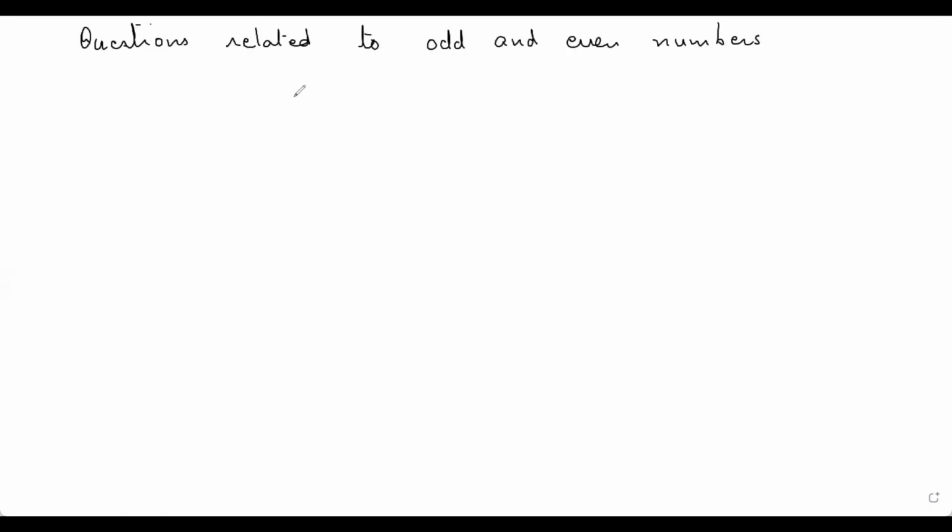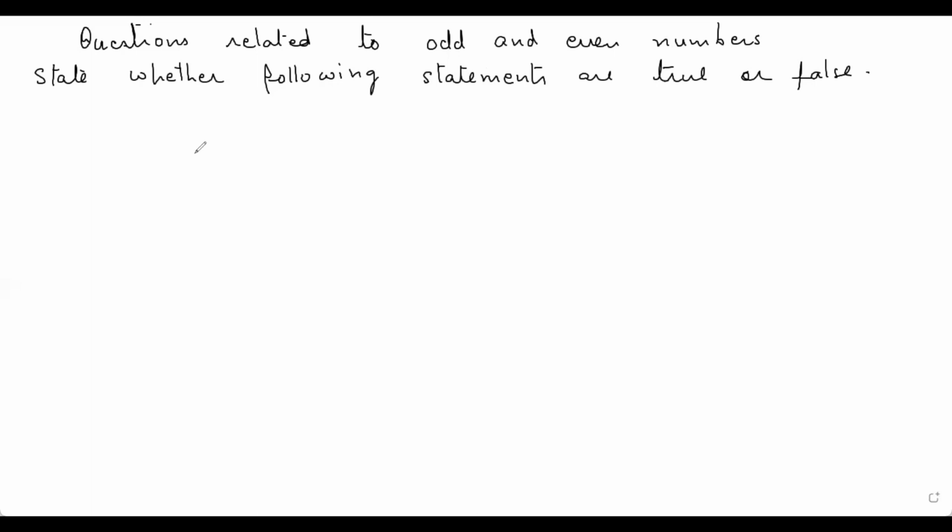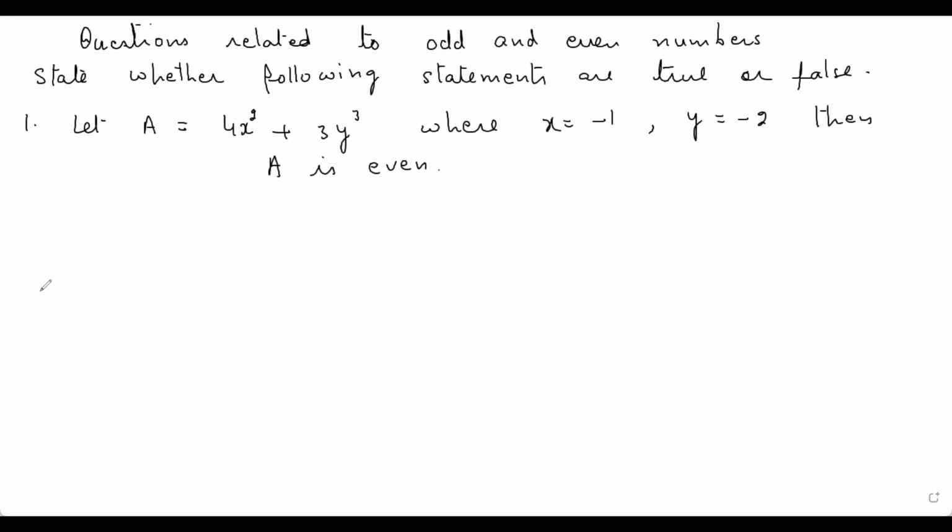Now here I'm going to write a few questions related to odd and even numbers. State whether the following statements are true or false. You are to explain whether these statements are true or false. Now the first question is, let a is equal to 4x squared plus 3y cubed, where x is -1 and y is -2. Then a is even.